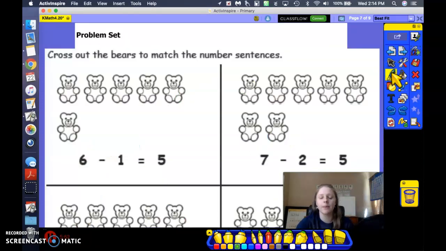All right, friends, let's take a look at our problem set. For today, we need to make sure that our picture matches the number sentence. So let's read the number sentence to figure out what we need to do. 6 take away 1 equals 5. Now let's look at these bears up here. They all look happy. None of them are crossed out. But this sentence says to take away 1. So good job. Let's cross off 1 teddy bear. Good. Now let's see if it matches. We have 6. Take away 1. We're left with 5 teddy bears. Great job. One more, friends. Over here with our teddy bears, how many do we need to take away? 2. Good. And if we take away 2, then we're making sure that this picture matches this number sentence.